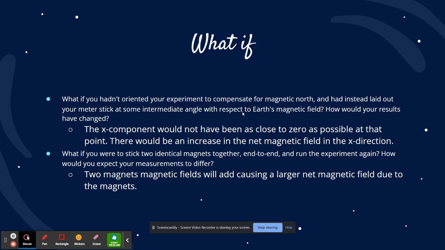If we had two magnets together end to end, then the magnetic field would increase.